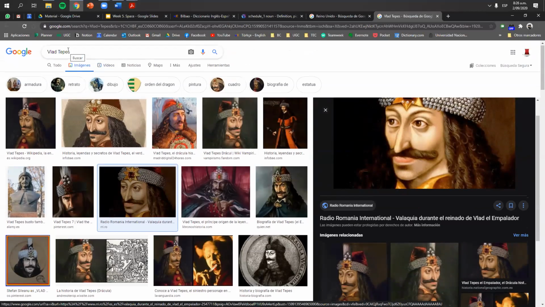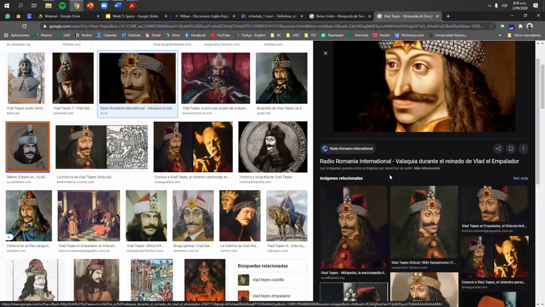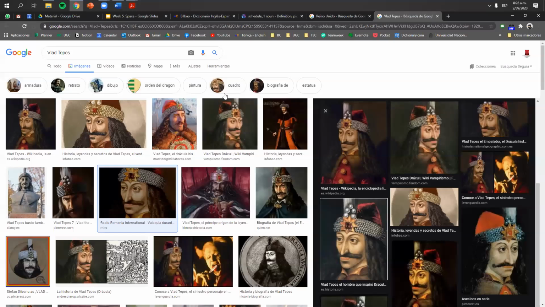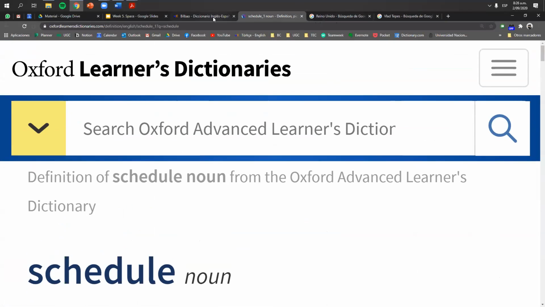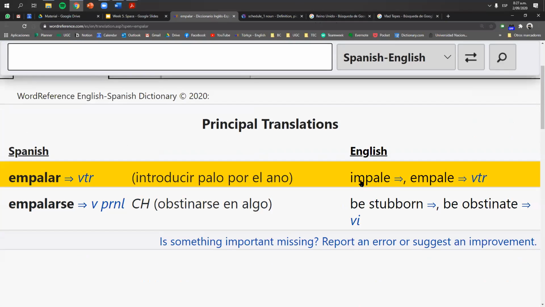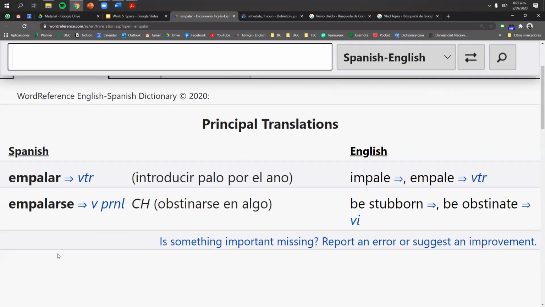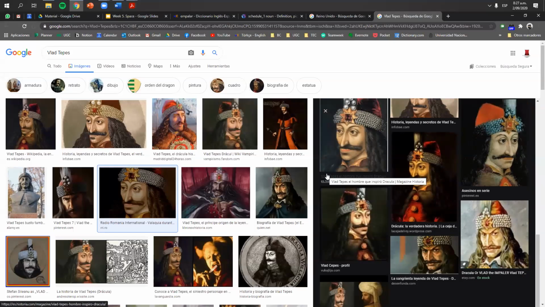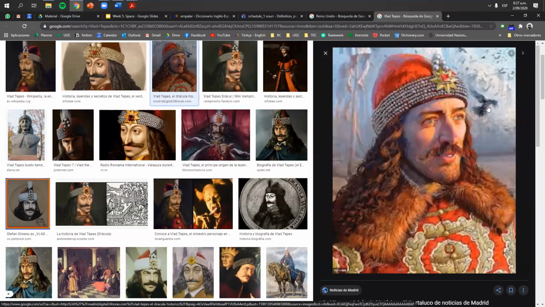And the reason why he's called Tepes is because of a practice that he would do, which I don't know how to say in Spanish, by the way. Vlad Tepes means literally Vlad el empalador, but I don't know how to say that in English. Impale. So you can see here what empalar is. So he was called Vlad Tepes because of that practice, and this character inspired the story of Dracula. So Bram Stoker based his book on some of the stories told about this guy.